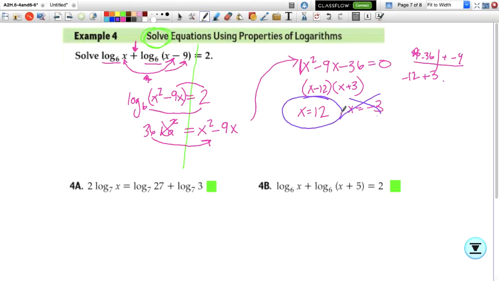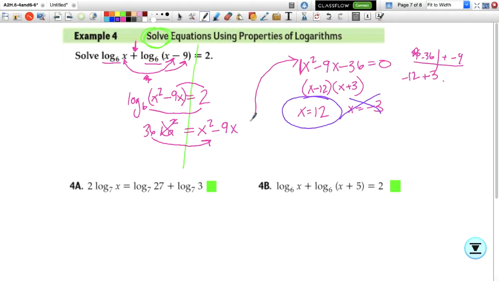Now, there will be times where both of them work perfectly and you're going to have two solutions. But you have to check and make sure that when you plug it in, your of pieces are both positive. Write that down, star it. Both of pieces should be positive.